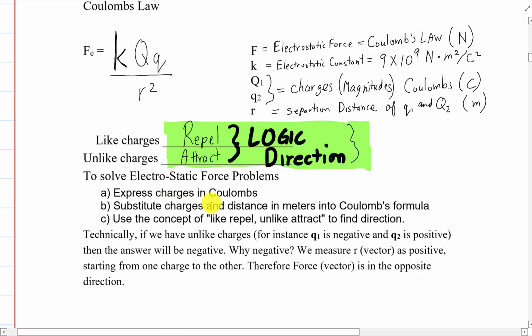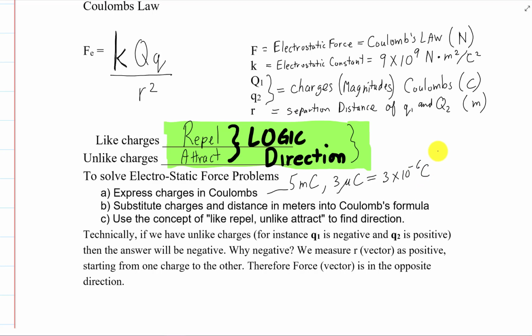Boom. You express charges in coulombs. What do you mean by that? Well, sometimes there could be millicoulombs, like 5 millicoulombs. It could also be 3 microcoulombs. So you can't throw that into the formula. 3 microcoulombs is 3 times 10 to the negative 6 coulombs. So you have to get rid of the metric prefixes. And we get a lot of metric prefixes here. Why do we get a lot of metric prefixes? Because stupidly or weirdly, a coulomb is huge.